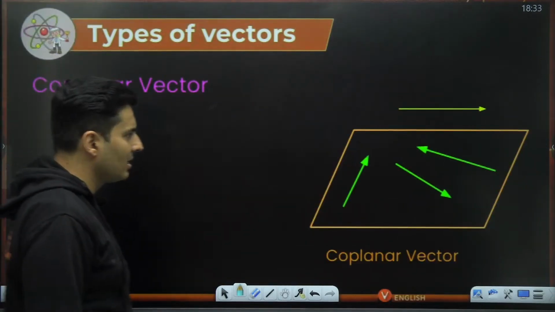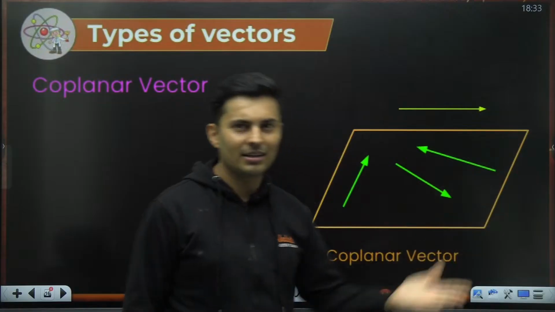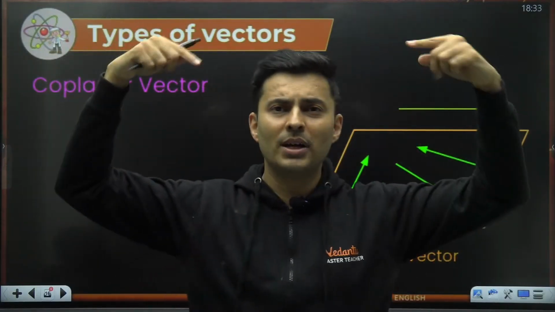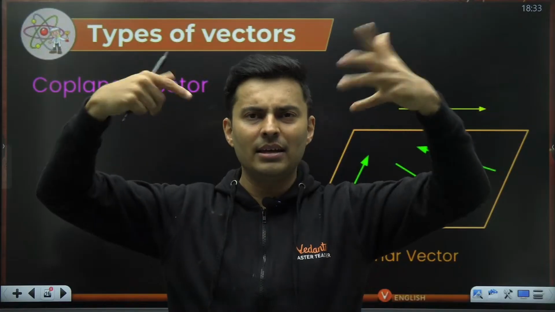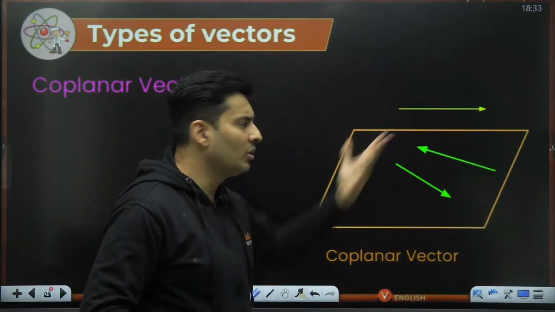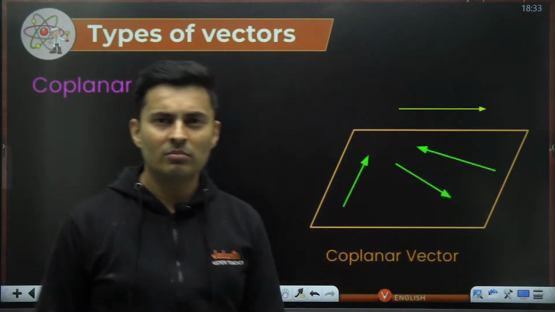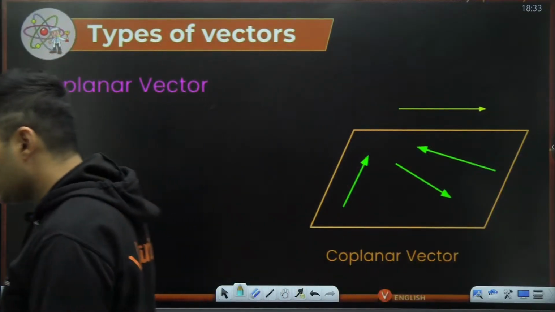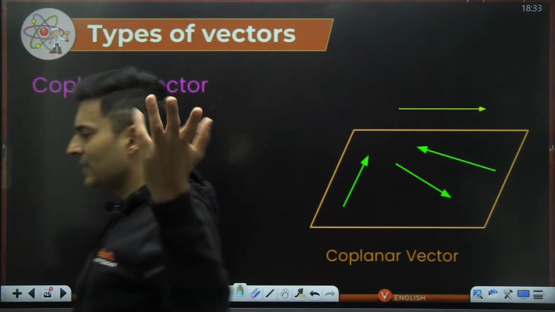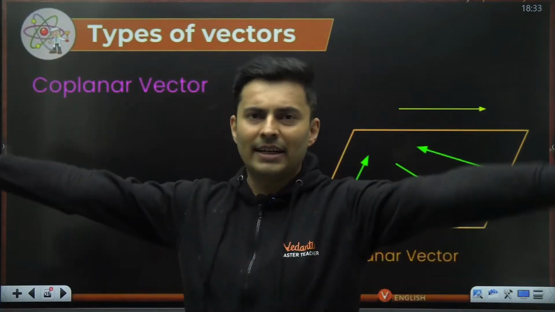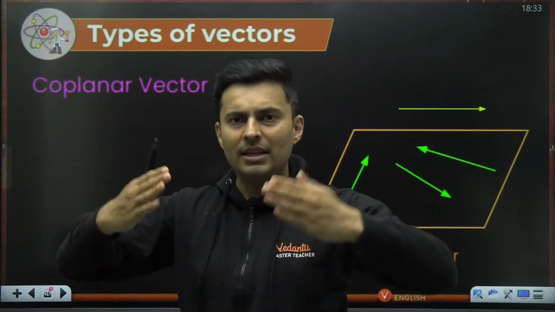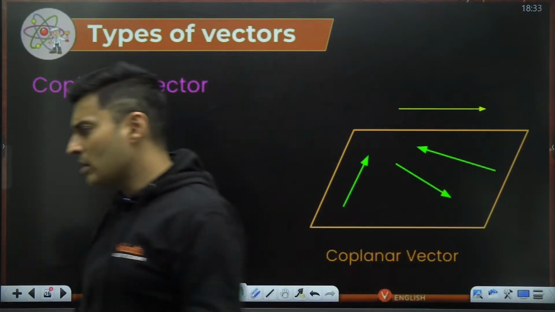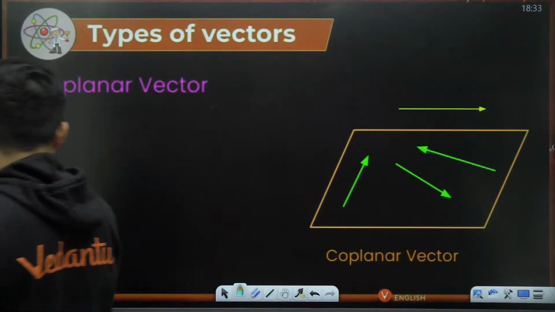Coplanar vectors, meaning they are in the same plane. So maybe the floor, maybe the side walls or the roof. If the vectors are in the same plane, they are coplanar. If they are not, then they are non-coplanar vectors. As simple as that. This is a three-dimensional concept. If one vector is here, one vector is somewhere else, then they are going to be non-coplanar vectors.